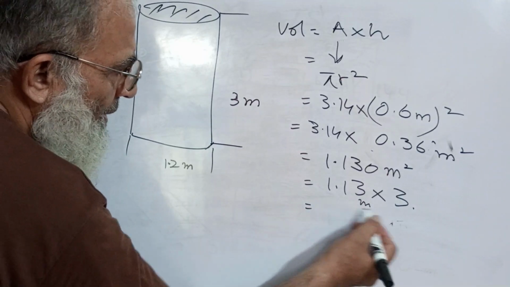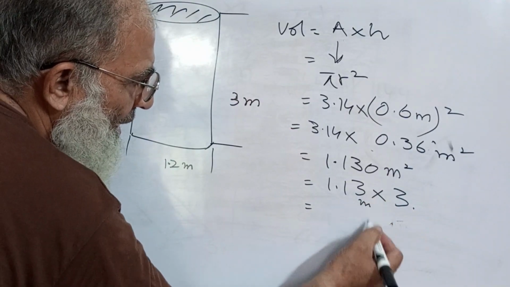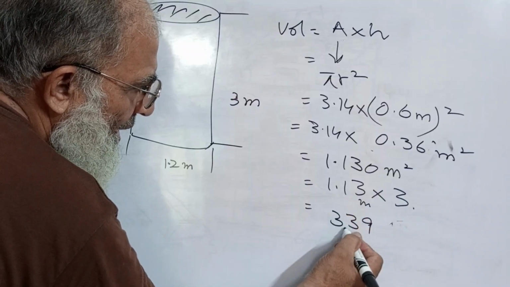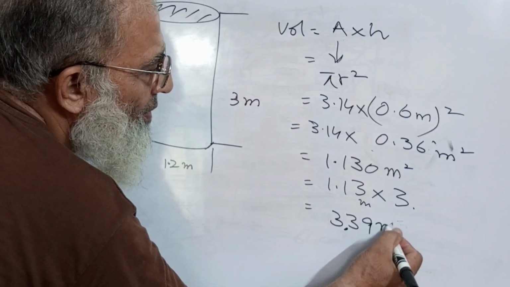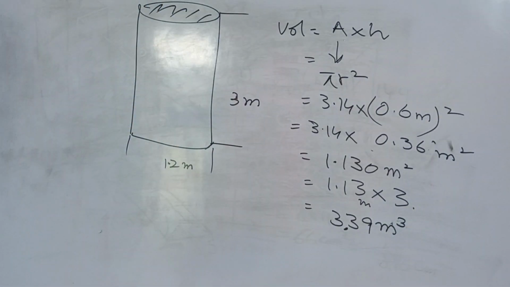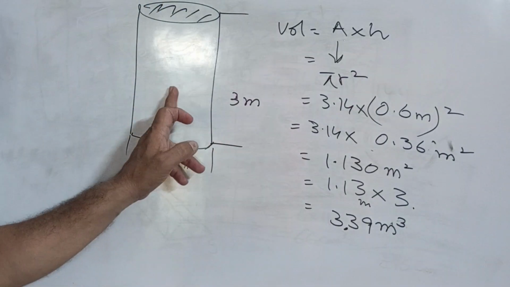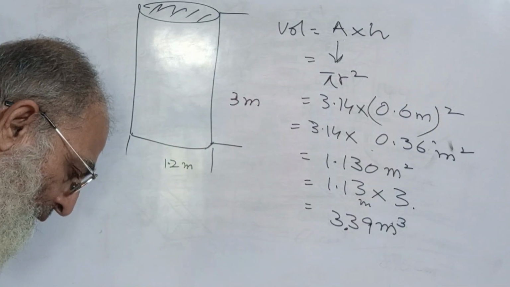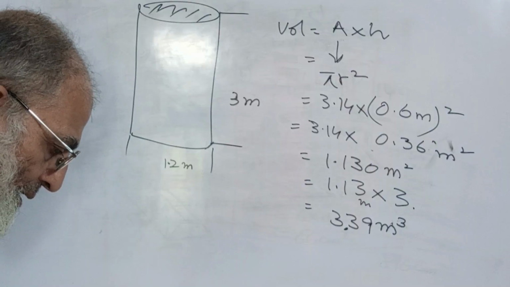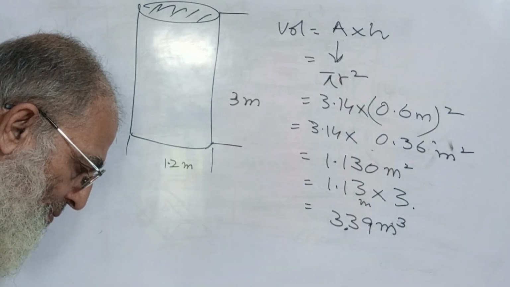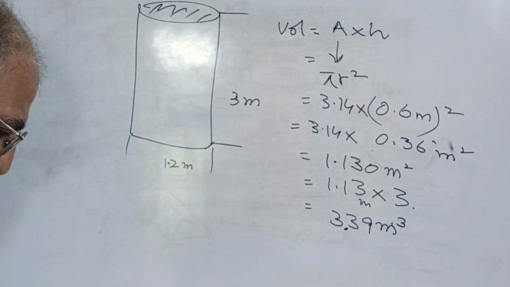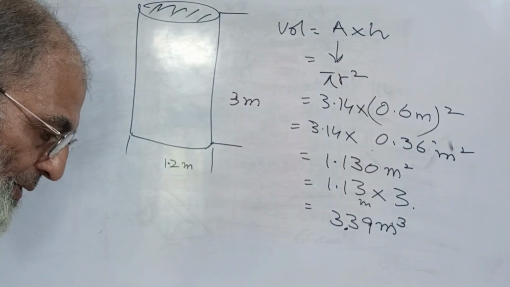So what is the answer? 3 times 9, 3 ones are 3, and 3 ones are 3, and the point is to be placed here. So 3.39 meter cube is the volume of this cylinder.